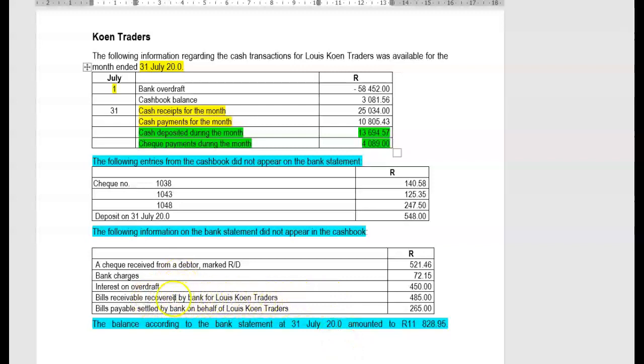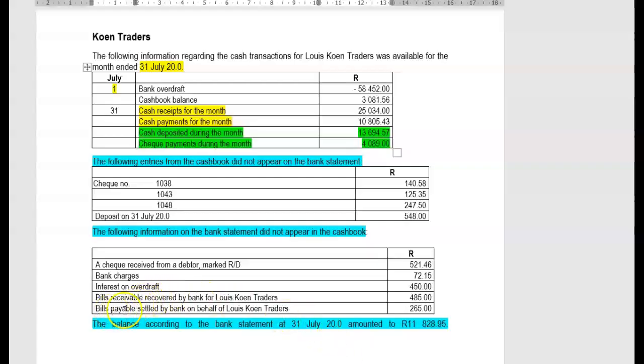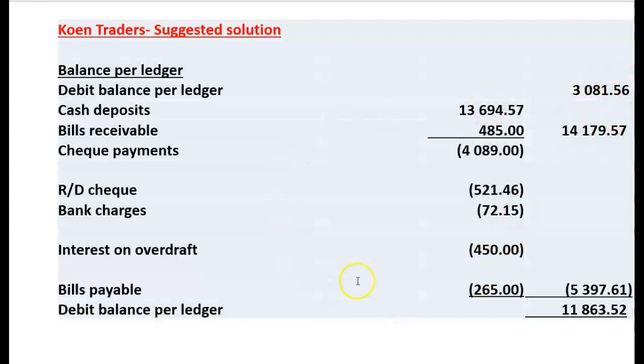Bills receivable recovered by the bank on behalf of Louis Koen. So the bank actually collected those monies. So they paid it into our bank account, R485. So that will increase our bank account with R485. And simultaneously, the bills paid by the bank on behalf of Louis Koen, R265. That will reduce our bank account balance by R265.